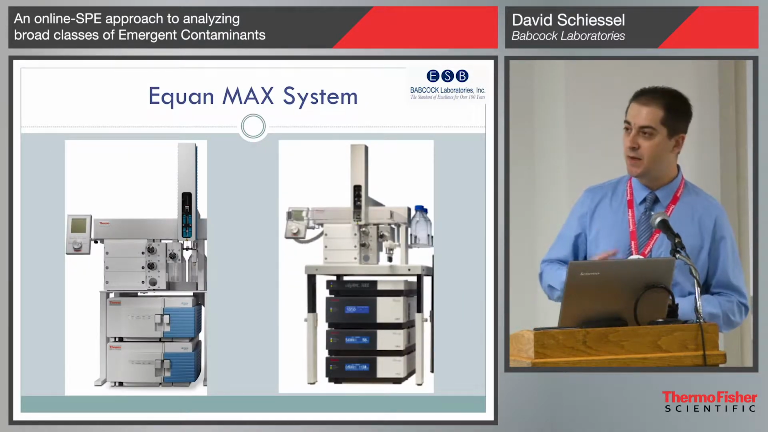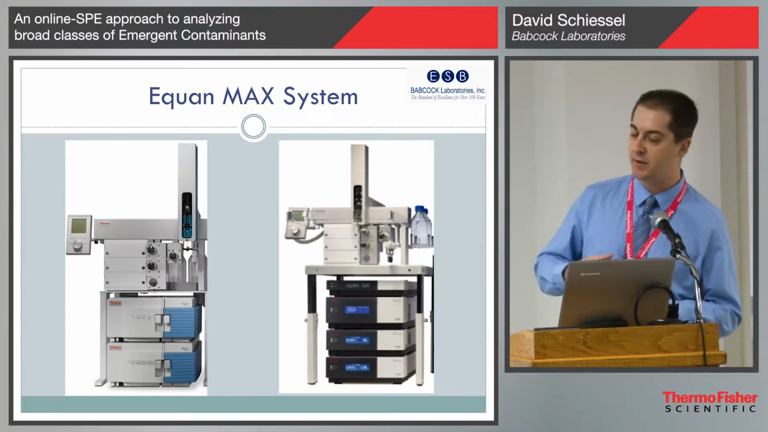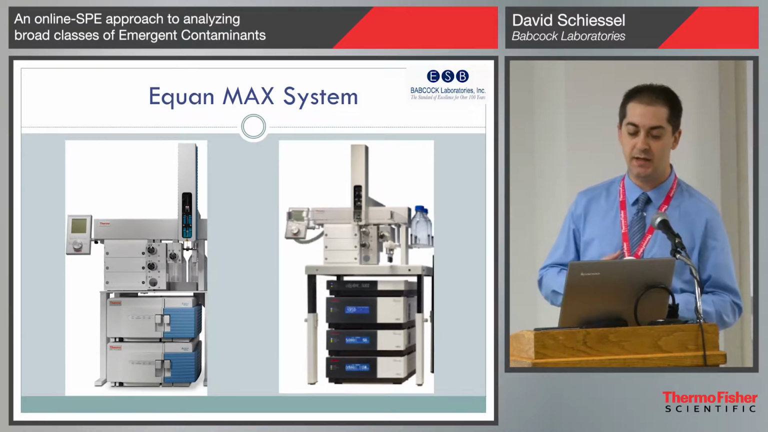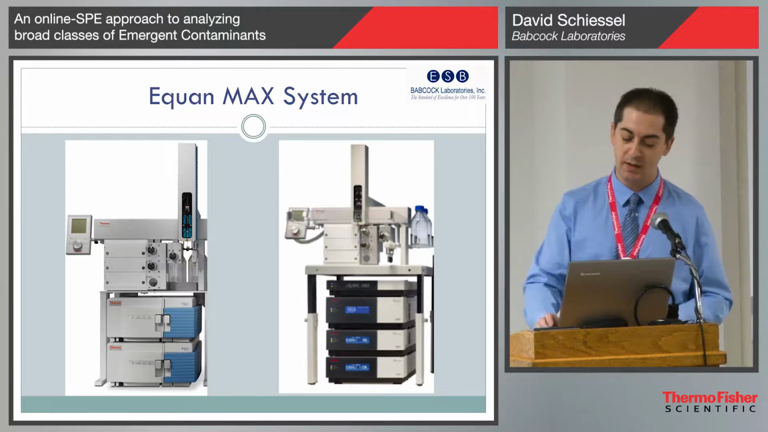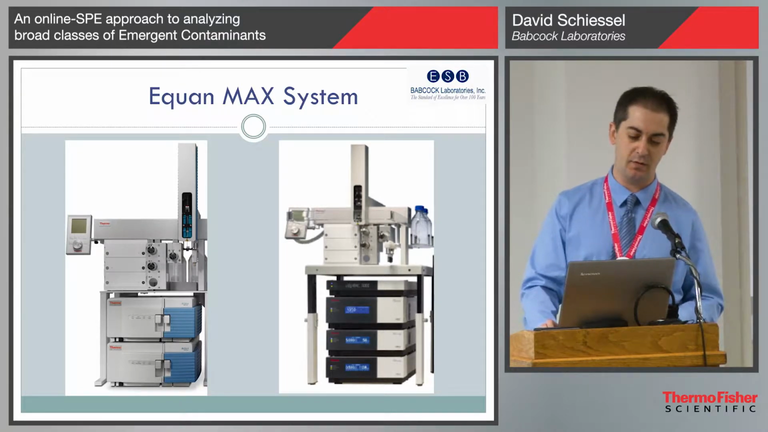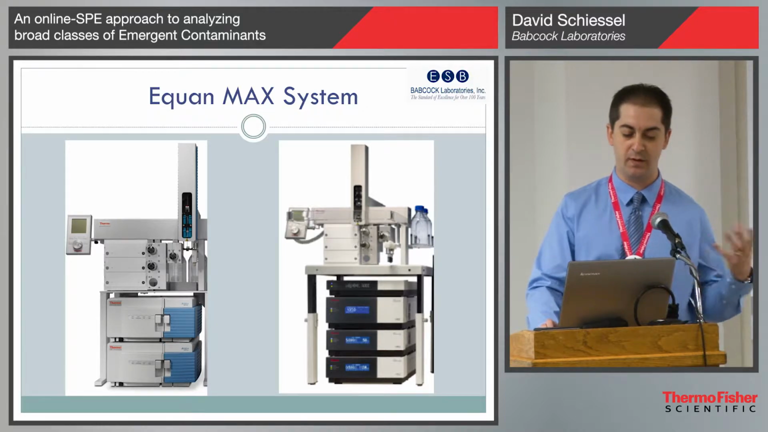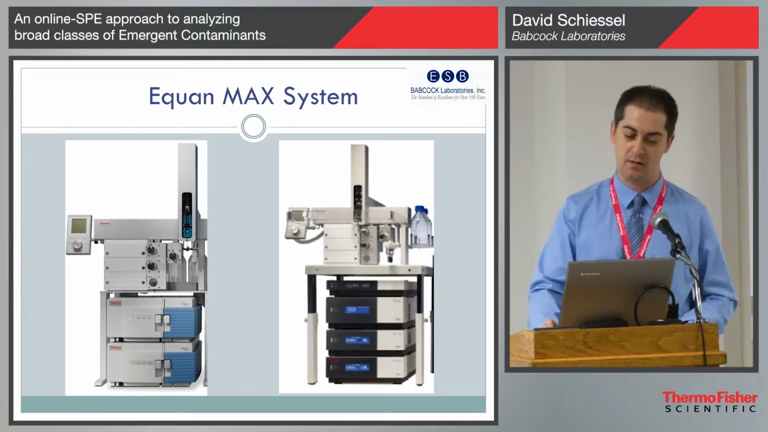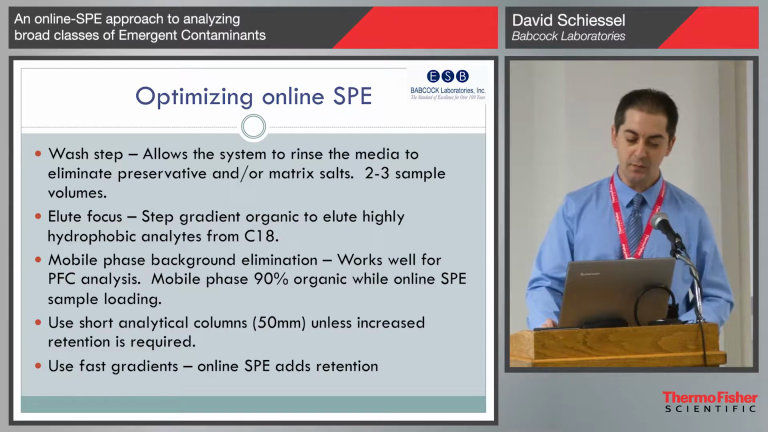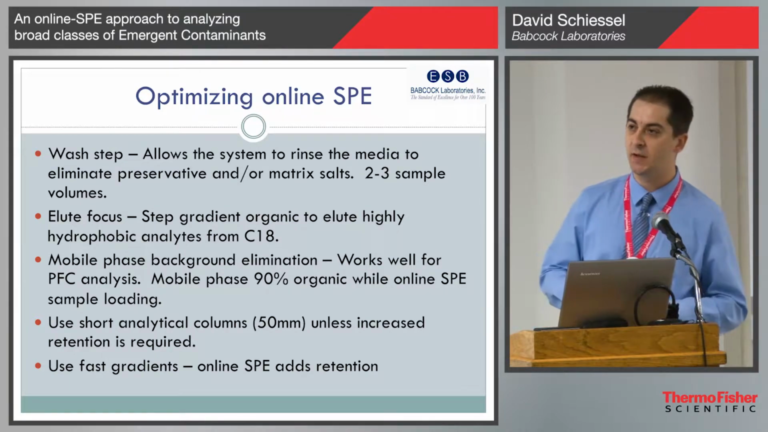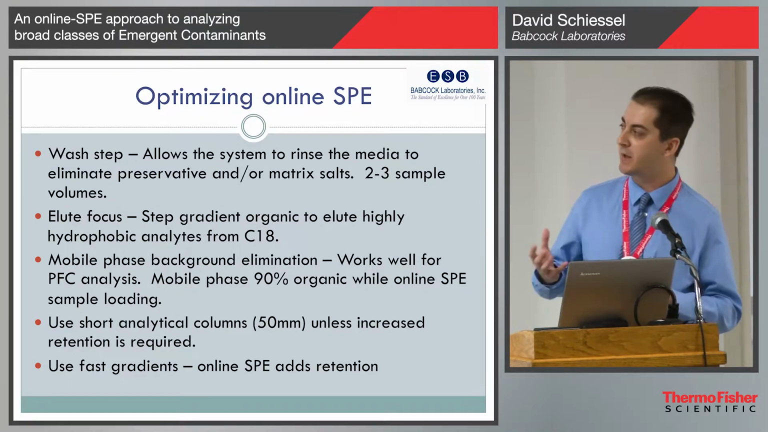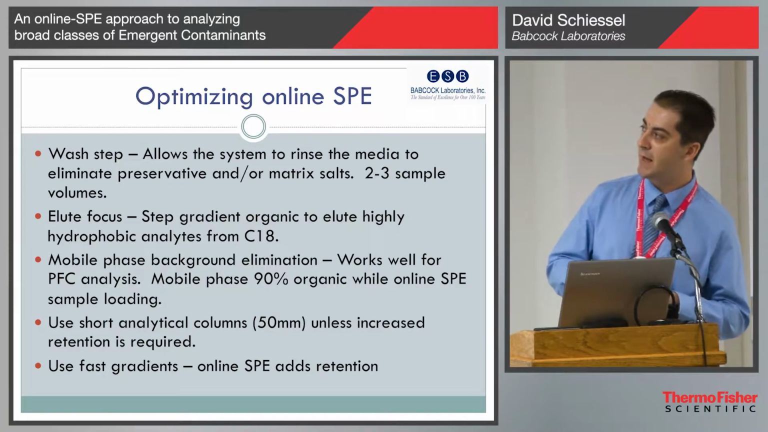So the system that we use is actually on the left, but there is a newer system, the ECON Mac system. We got the system back in late 2010, and we've just been playing around with it and using it for different classes of analysis. So optimizing online-SPE, these are some things that we've looked at.